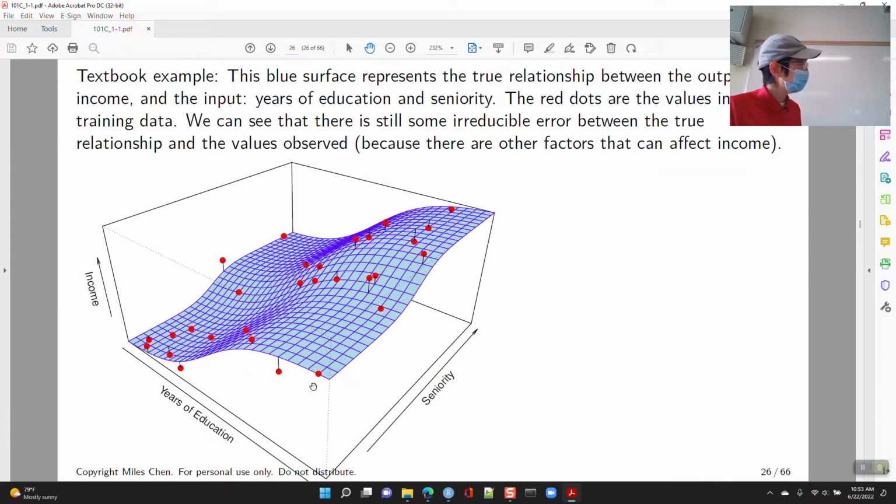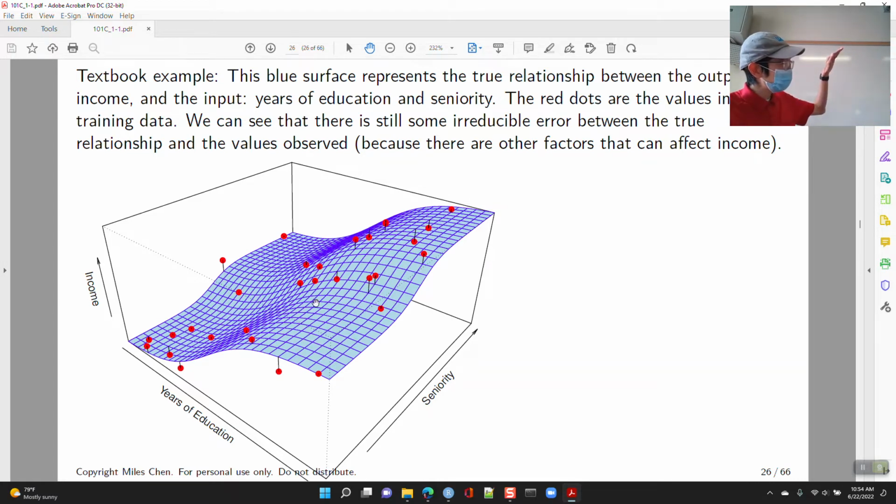This would be someone over here who's maybe just earned their PhD, so they have many years of education, but they just entered the workforce, so their income level isn't super high. Over here would be somebody who graduated high school, so years of education is lower, but they've been working for 25 or 30 years, and so they have lots of seniority. And then over here would be the people with many years of education and many years of seniority. This is the true relationship in blue, and there are red dots.